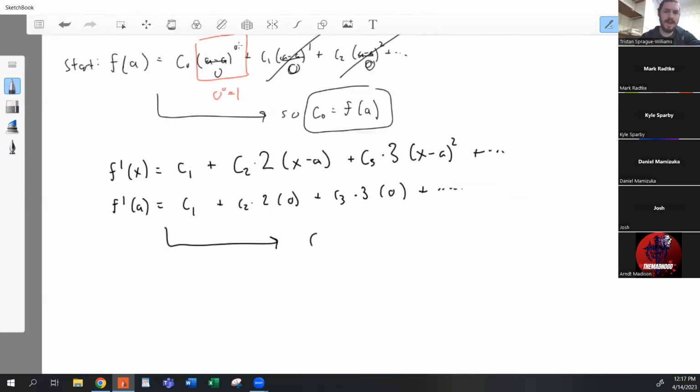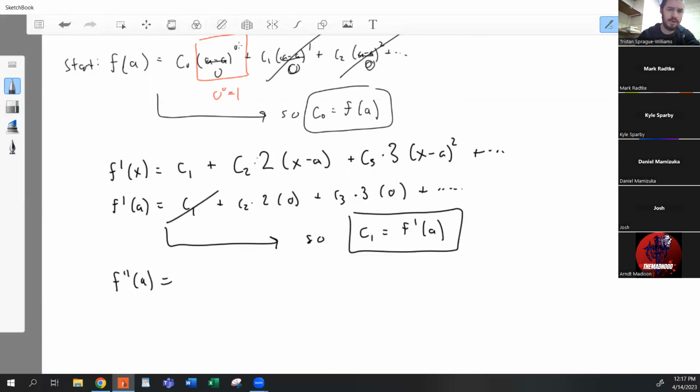So from this, we have C1 equals f prime of a. Now we have another coefficient. Let's do it again. Do another derivative. If I do the second derivative, now the derivative of that constant term is 0. Now I have 2c2, right? This 2c2 here times x, the derivative of x minus a.